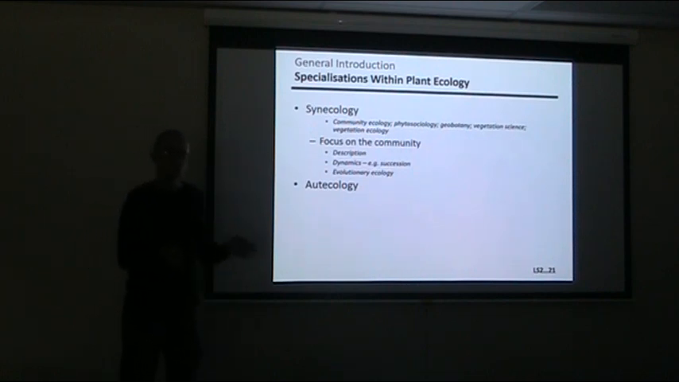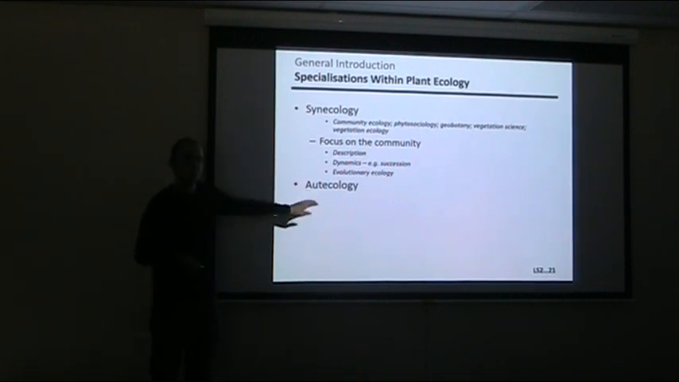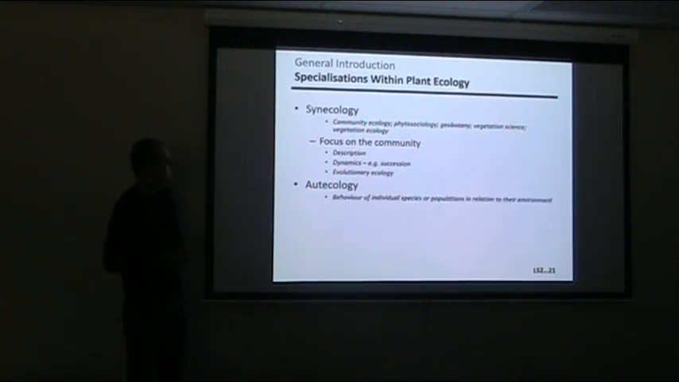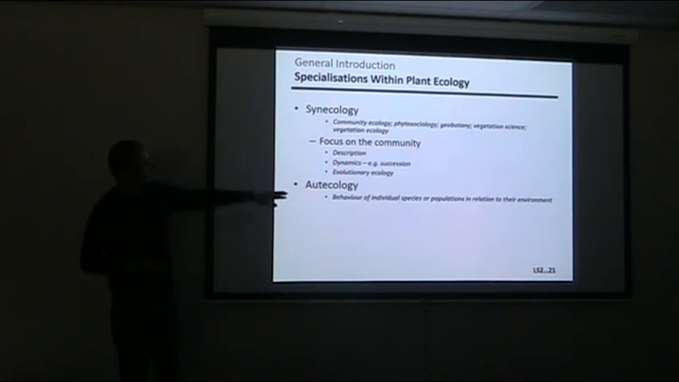So you have synecology, community. Autecology is where you focus on the species. It's the life history, you're focusing on the life history of a specific species. So you want to know the behaviors of individuals, individual species or populations in relation to their environment.